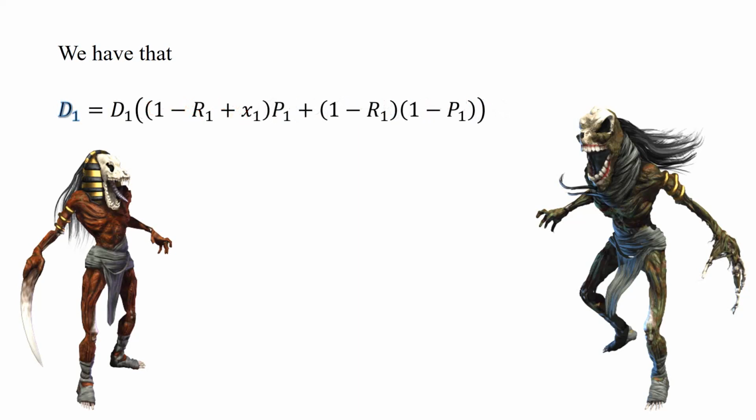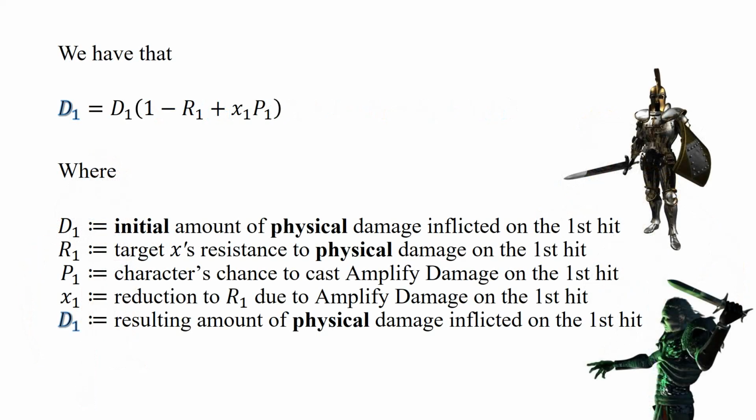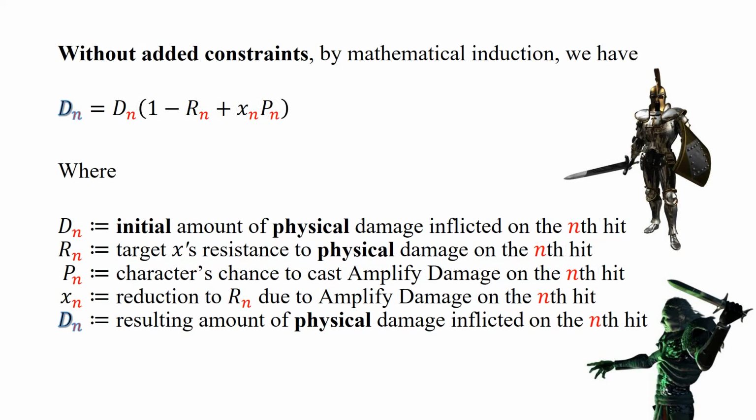We can factor out the D, that is the D sub 1. And then we can clean up the inside by distributing. You'll notice that the red and blue terms cancel. And so what's left is this equation. All right, so we have the resulting equation for the amount of physical damage inflicted on the first hit that results after the mitigation occurs, given all these factors. Well, we can argue by mathematical induction that assuming no additional constraints, this equation will be the same for any nth hit in the sequence. That is, for any nth hit in the sequence, the resulting amount of physical damage inflicted on the nth hit will be equal to this equation.